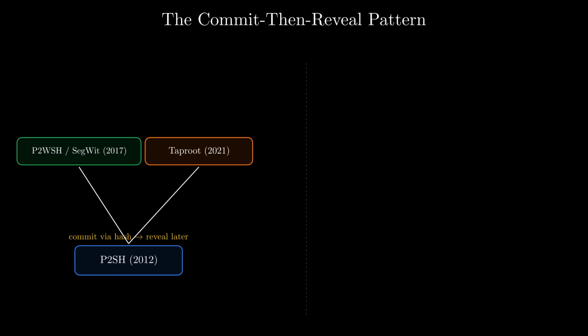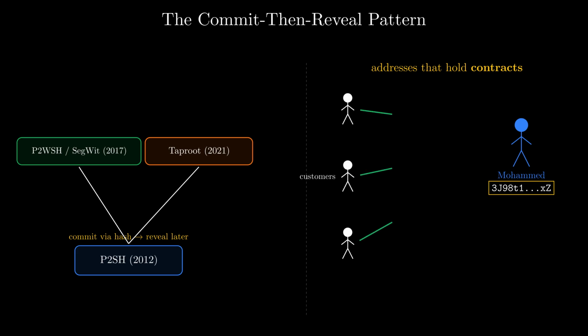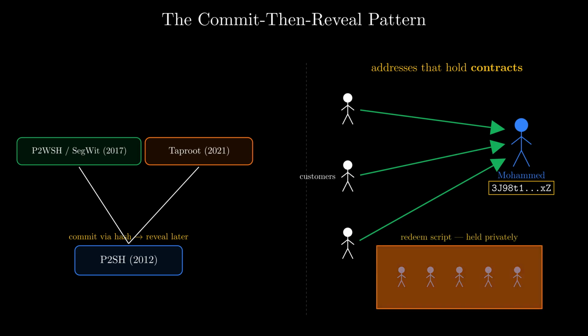P2SH transformed Bitcoin from a network of addresses that hold keys into a network of addresses that hold contracts. Mohammed's customers paste a single string starting with 3, and behind it sits an entire corporate signing policy. They pay normally, he keeps control. The chain stays lean, that's the 20-byte trick.